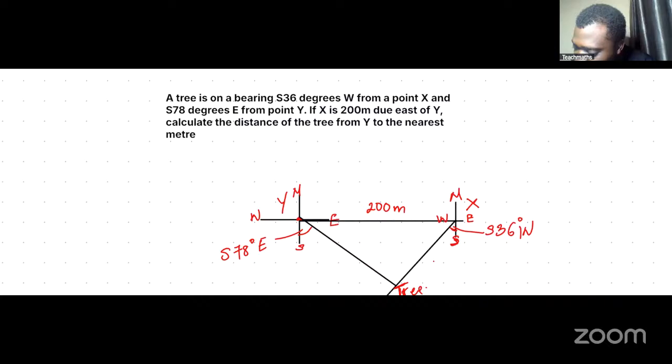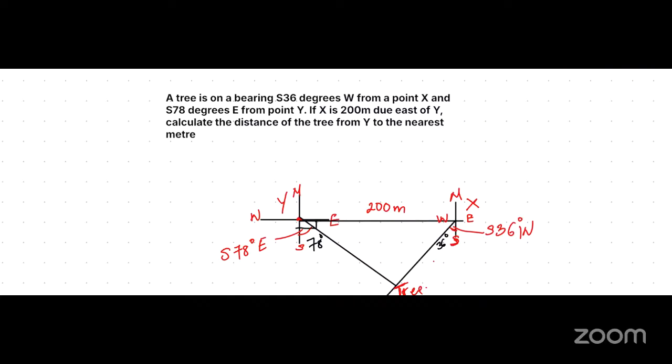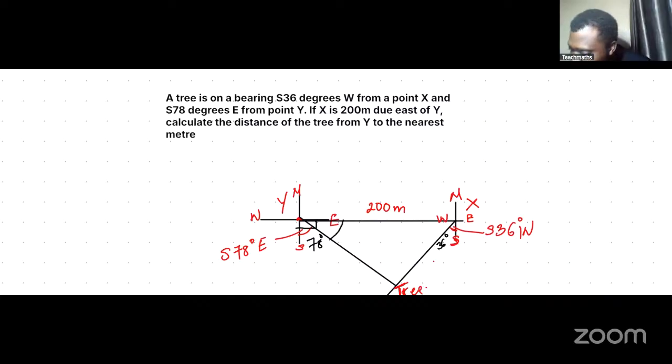So what we have here now, I have this is 78 degrees. This is 36 degrees. All that we have here will be at 90 degrees. So 90 minus 78 will give us what? To get this angle here, 12 degrees. That's 12. All of this here too is 90. So 90 minus 36, what will it give us? 54.